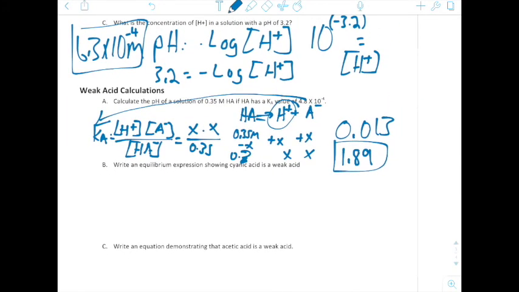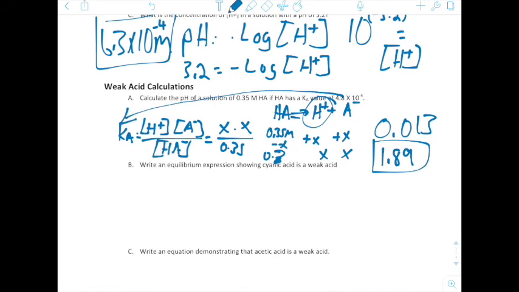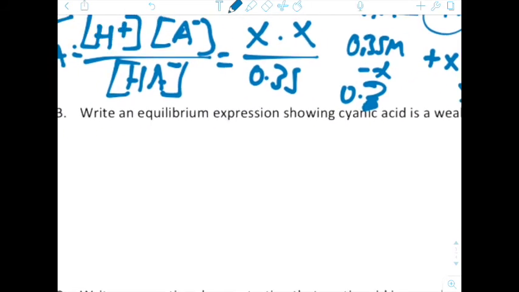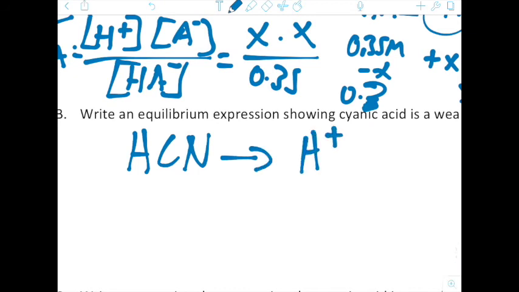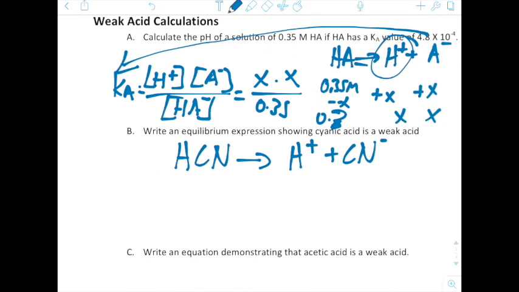Go ahead, and on B it says write the equilibrium expression showing cyanic acid as a weak acid. It should be hydrocyanic acid. And so when we do this, we would take our HCN, breaking it up into H plus and CN minus. Remember that our Ka expression is products over reactants, so these guys over that guy.